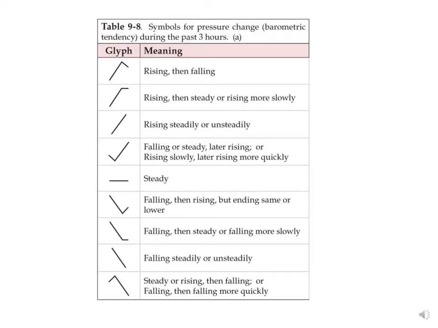So the symbols for the barometric pressure tendency, basically this runs the gamut of everything that you can have, from steady rising to steady falling to everything in between, and it's just literally a graphical representation of the pressure trend over the last 3 hours.